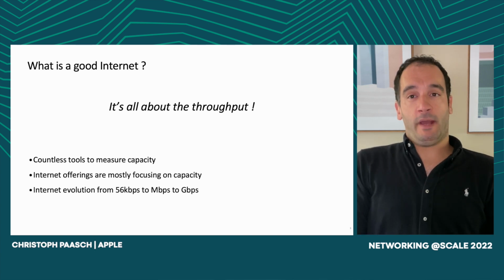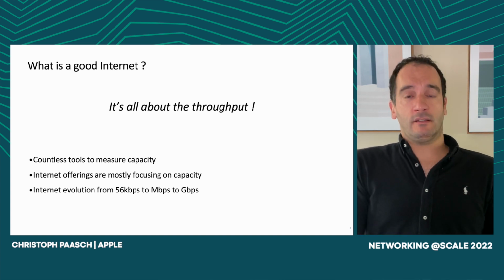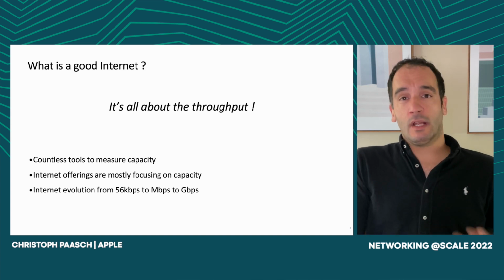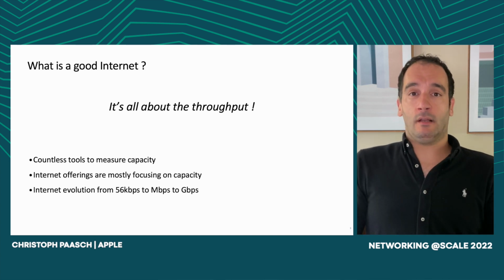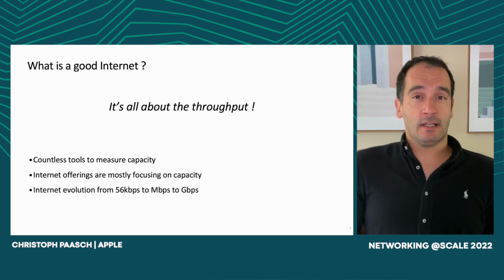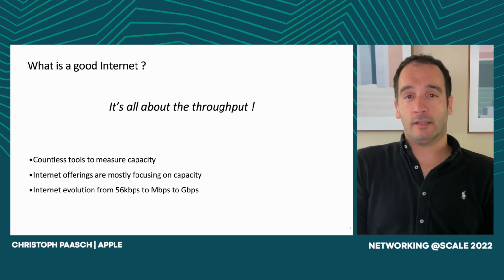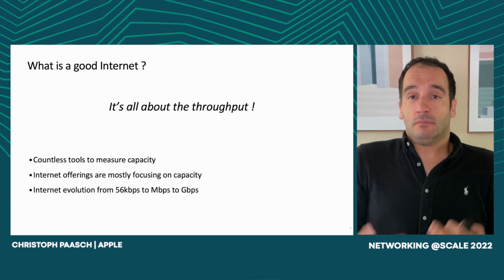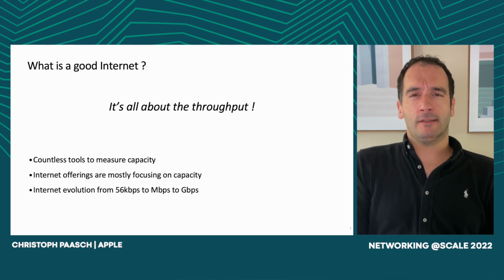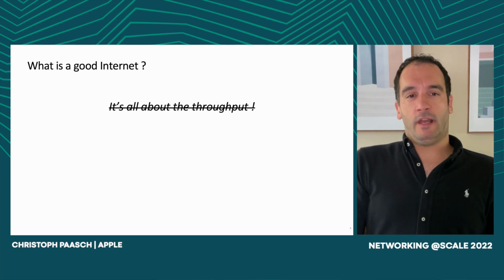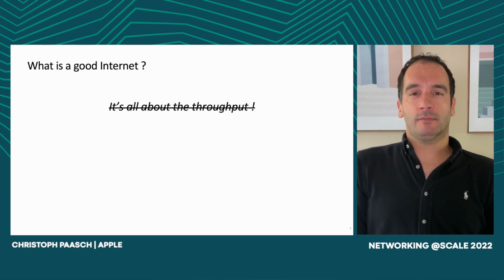It's all about capacity. And in the early days of the internet, with 56 kilobits per second dial-up modems, it was really not enough. And so with DSL, we got up to megabits per second. And today, it's easy to have fiber to the home and gigabit per second speeds. So it should be all about the capacity, right? Well, we disagree with that. It's not all about the throughput.